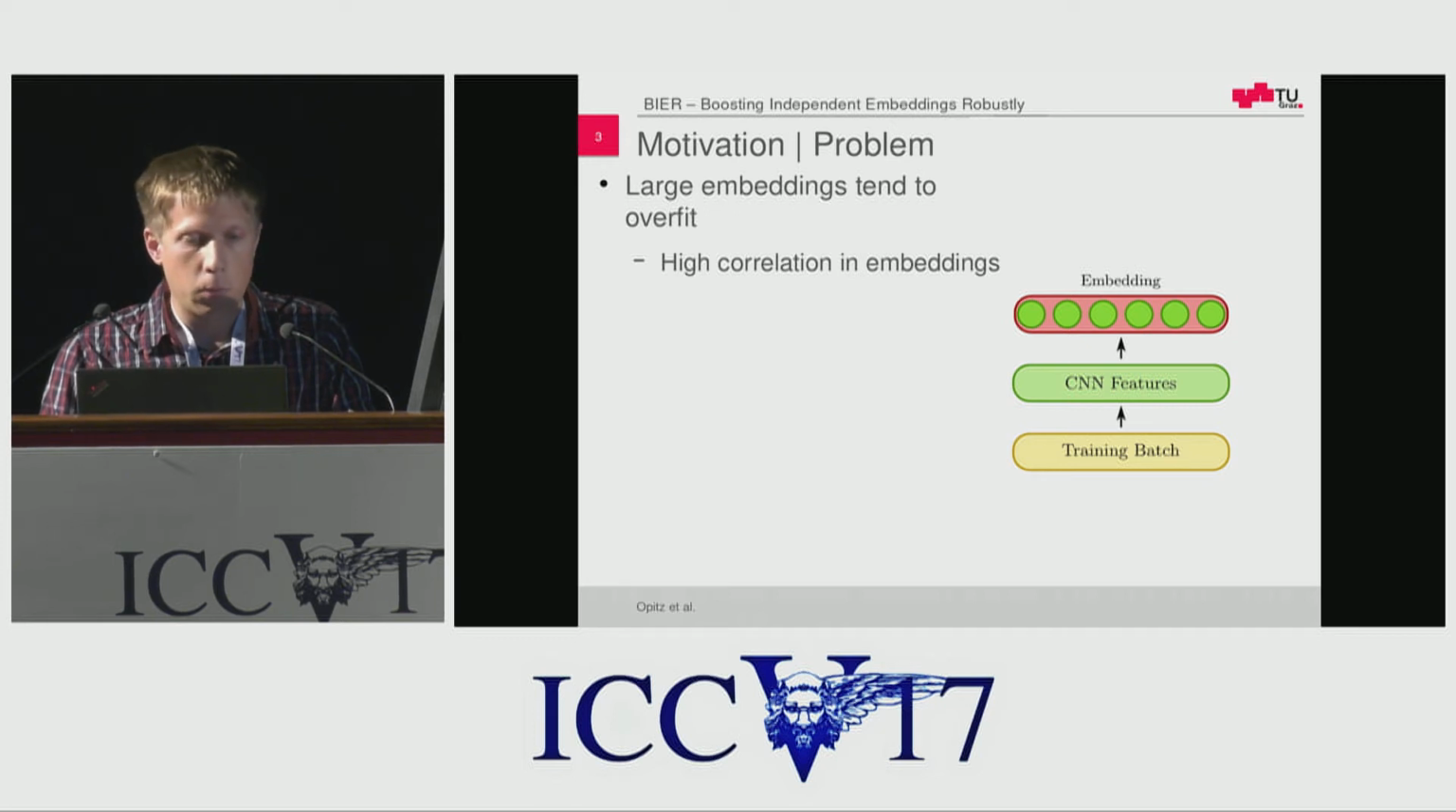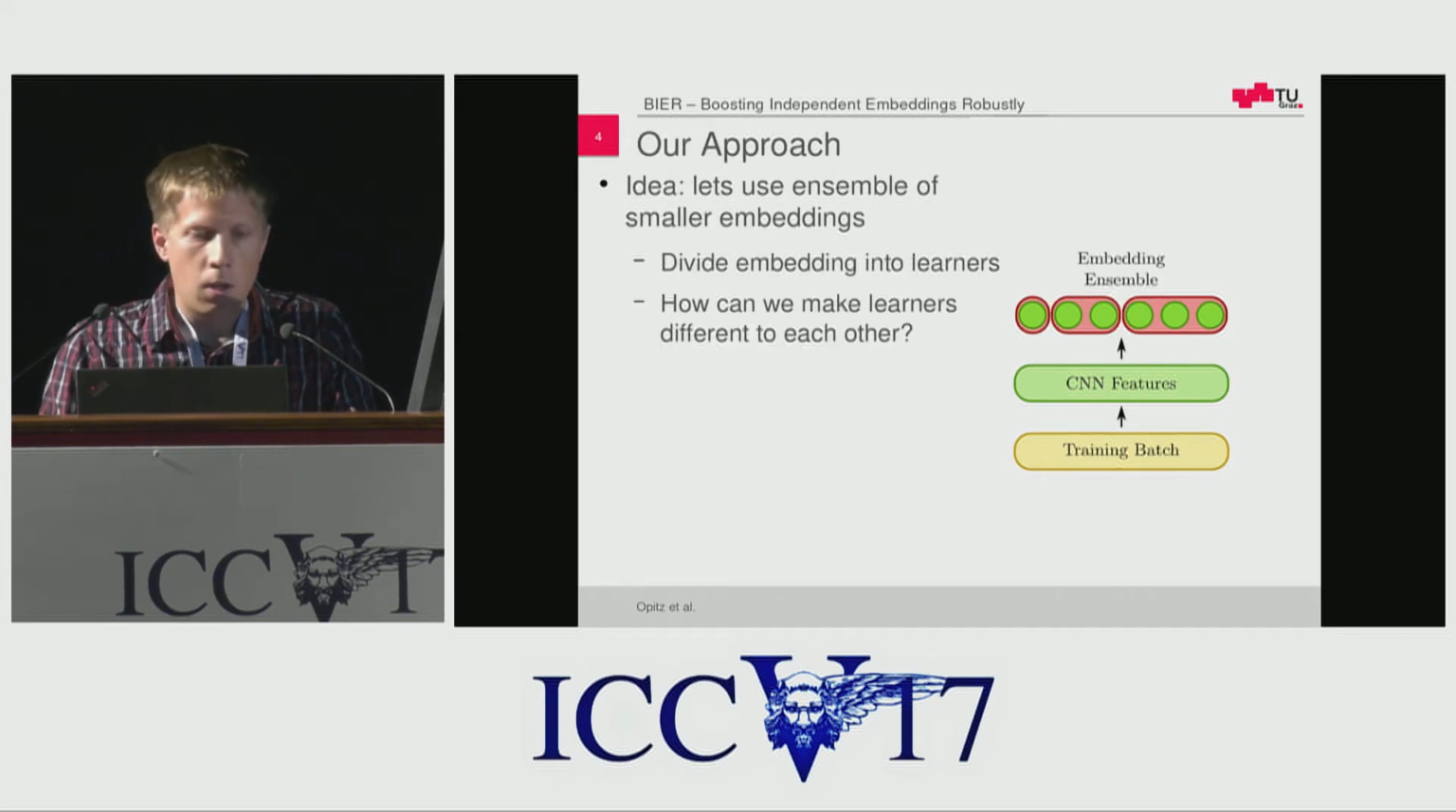And what are we going to do to fix this? Our idea is, well, if you cannot use large embeddings, let's divide these large embeddings into smaller embeddings. So what we do is we divide the last layer of our CNN into several smaller learners, several smaller embeddings. And the question now is, since they all share the same feature representation, an ImageNet CNN, how can we make this different from each other?